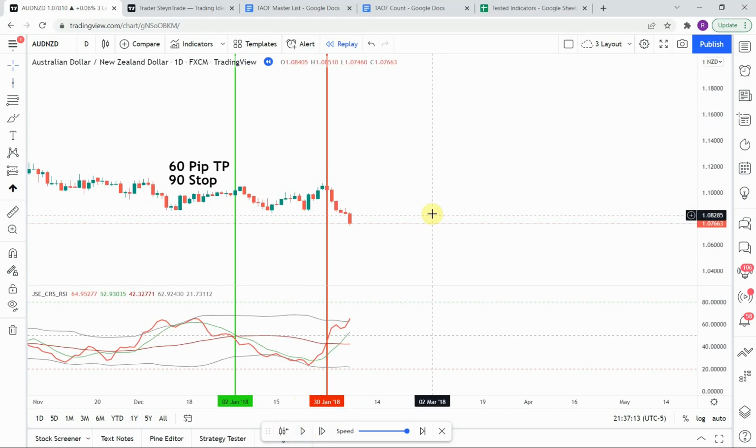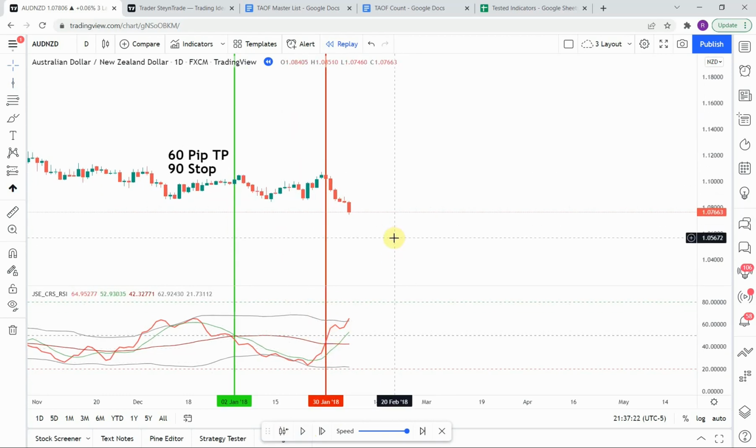All right, then the second signal that we pick up right here is also a long signal there. We get that cross to the upside there. Unfortunately, it's right at the peak of this move before we get this really hard push back to the downside, which stops us out on this particular one.